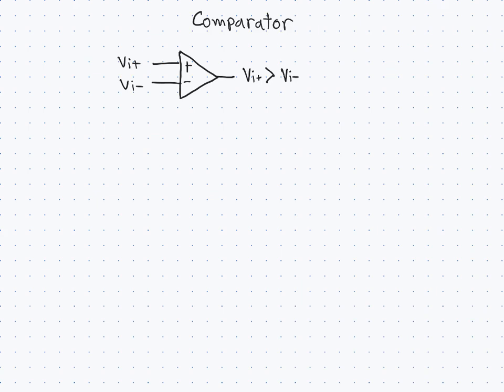The simplest way to make a comparator is simply to use an op-amp without compensation. Now the reason you don't want the compensation is that it slows down the circuit, and since the comparator is used in open loop, you do not need to have it in there.